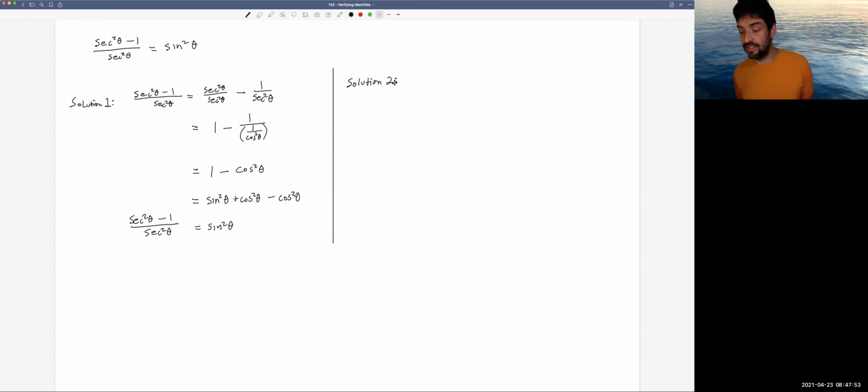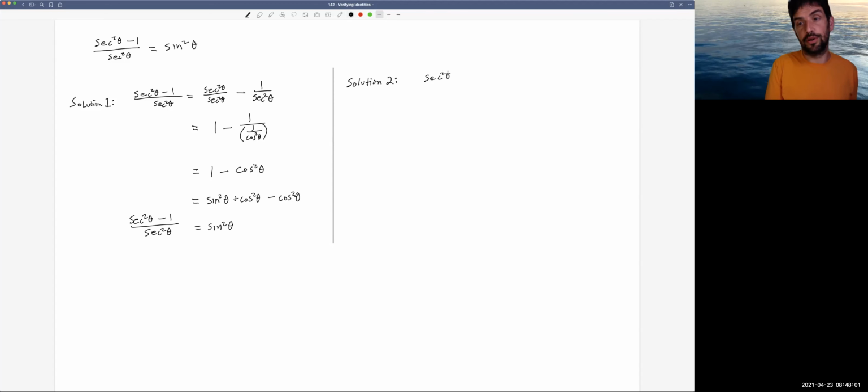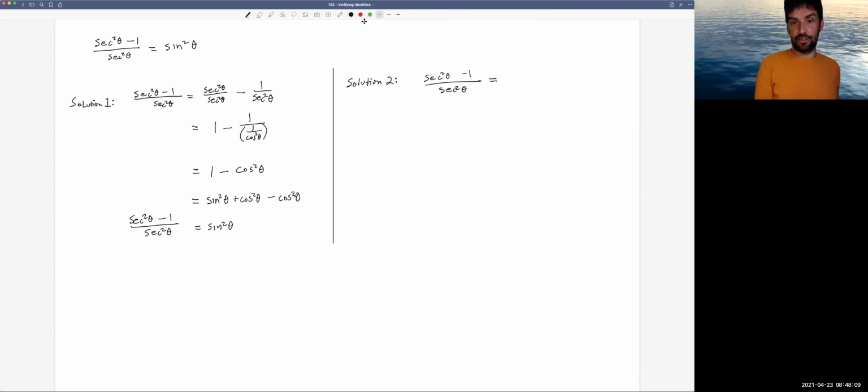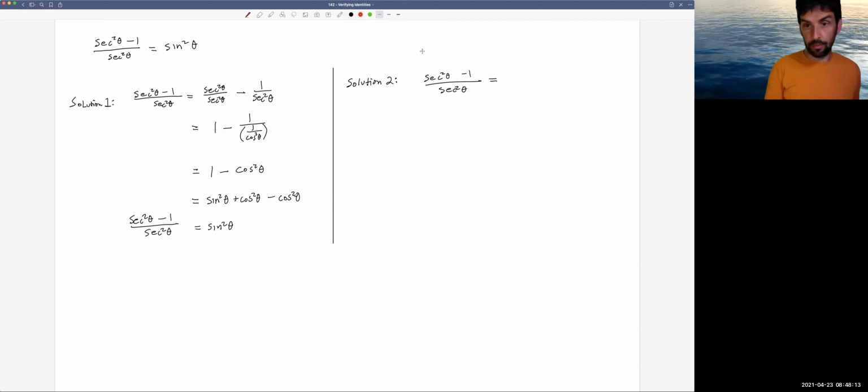Our logic has to be sound. We have to be using known identities or algebra along the way. So for instance, here's another method. I'm going to again start with that secant squared theta minus 1 over secant squared theta. And I'm going to replace secant squared theta. I'm going to write this one out because we might not remember this as easily.